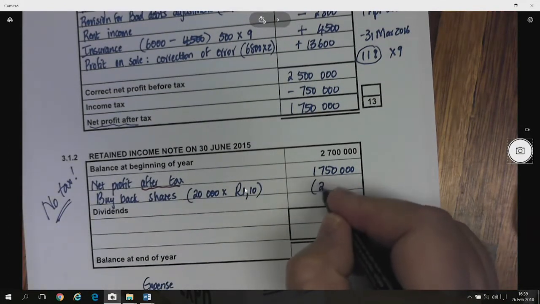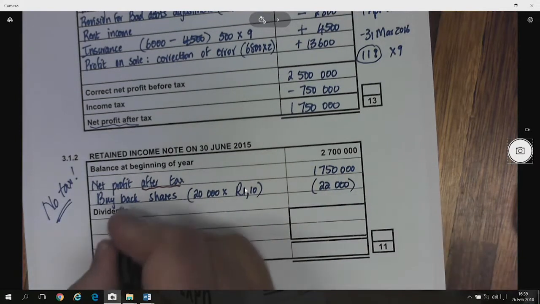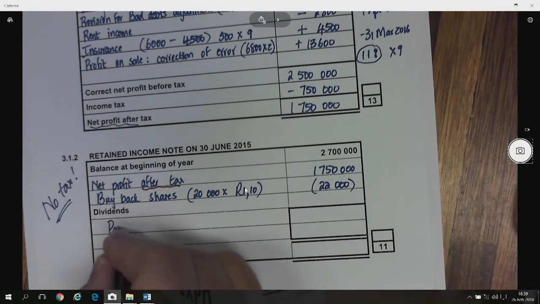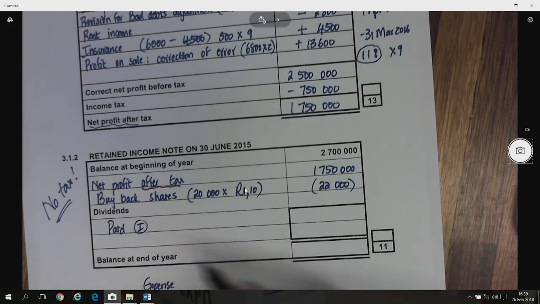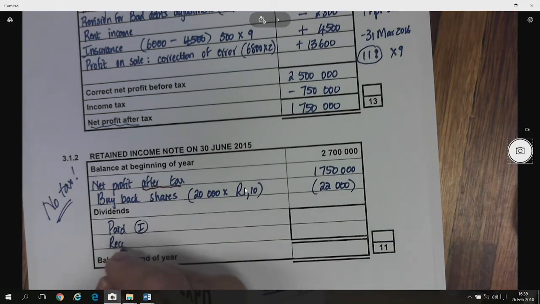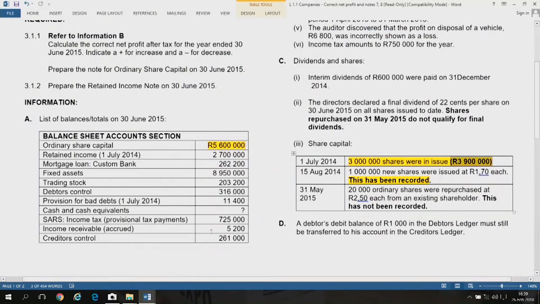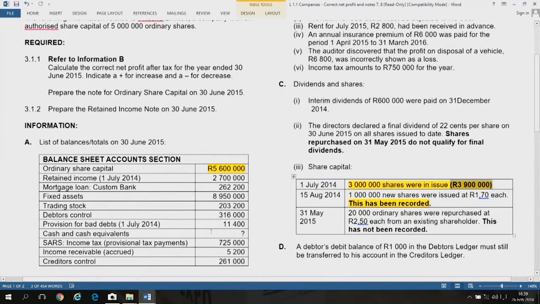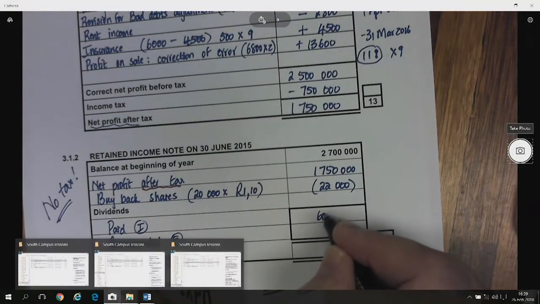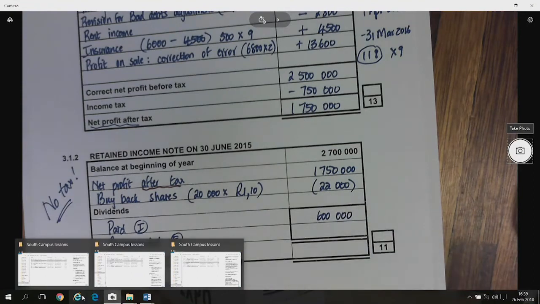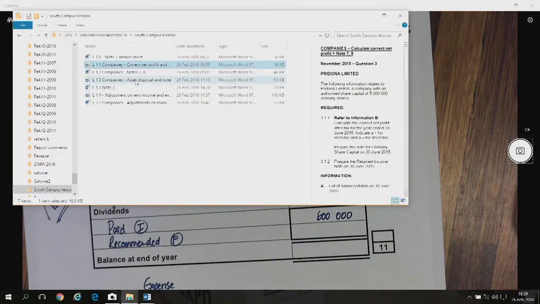In brackets, buyback shares is always in brackets. Then we've got our dividends and we said paid. Remember, paid is your interim dividend and recommended is your final dividend. Let's quickly go back to our information. Interim dividends of 600,000 were paid on the 31st of December 2014. There's our interim dividends, 600,000. And then final dividends.